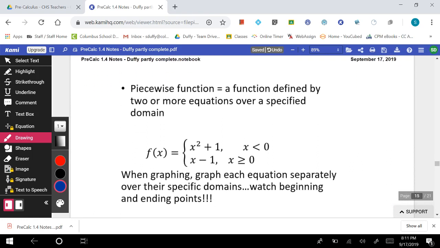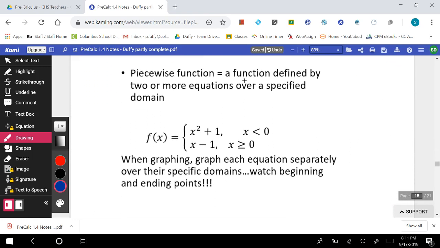Now this is the weird part. A piecewise function is a function defined by 2 or more equations over a specified domain. So it's like you're going to have one part of one equation, and it's going to stop, and then the next equation is going to take over at some value of x. When graphing, graph each equation separately over their specific domains, and then watch beginning and ending points.